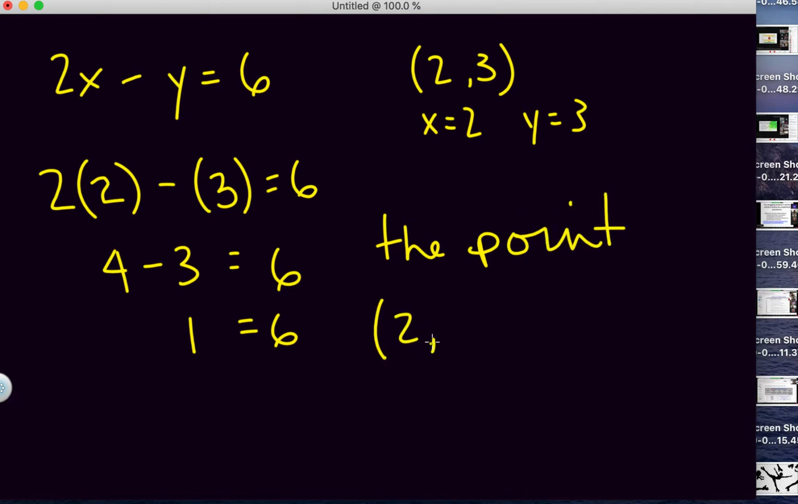(2, 3) is not on the graph of this equation.